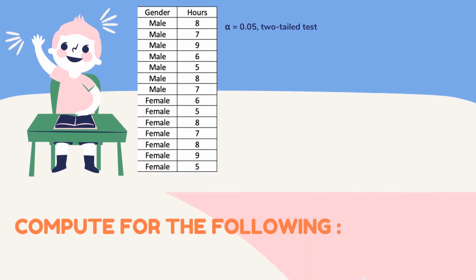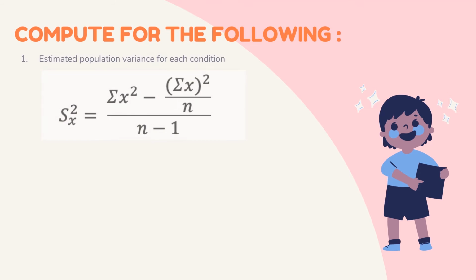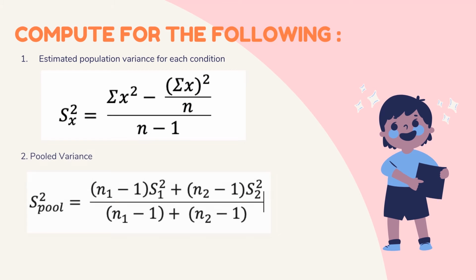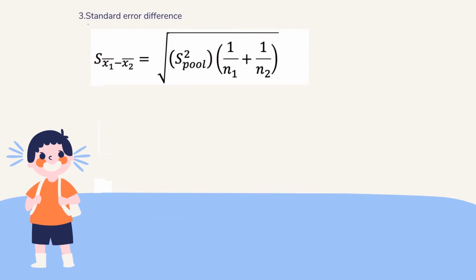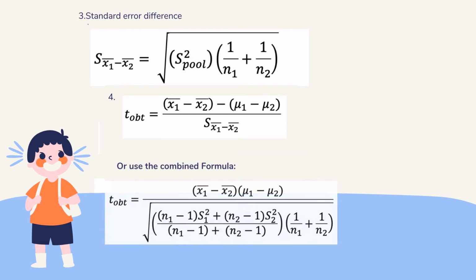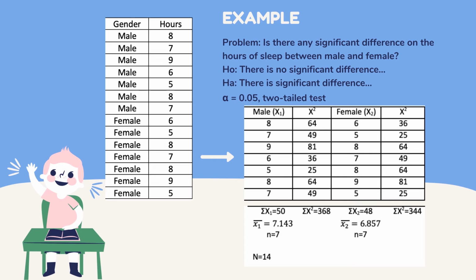After analyzing the given data, we can now compute. Here are the following formulas to get the t obtained. First, you need to get the variance, then the pooled variance, and the standard error difference. This is to give you the values needed for the t obtained formula. If it's too long of a process and your calculator can handle a two-line display, you can use the combined formula instead. The population size for this example is 14.